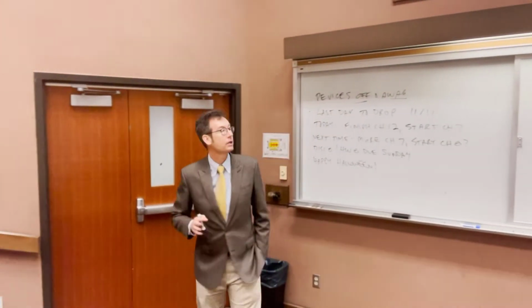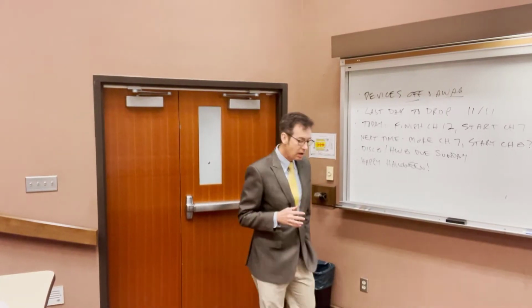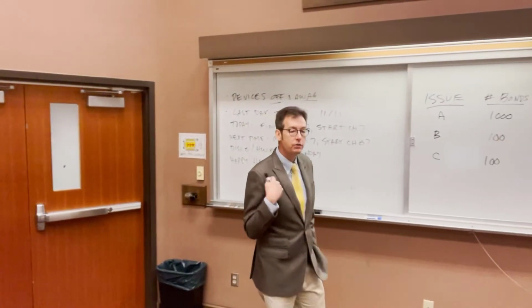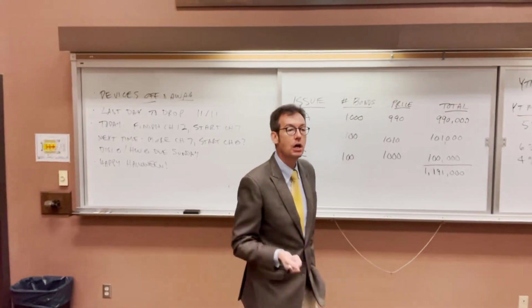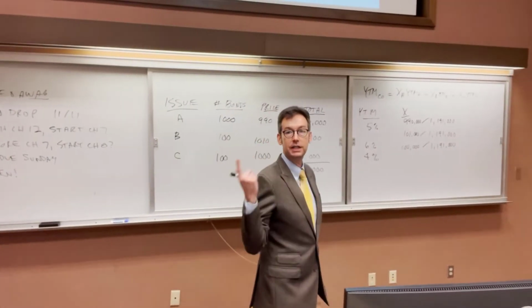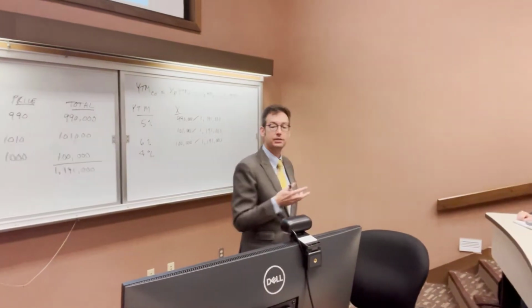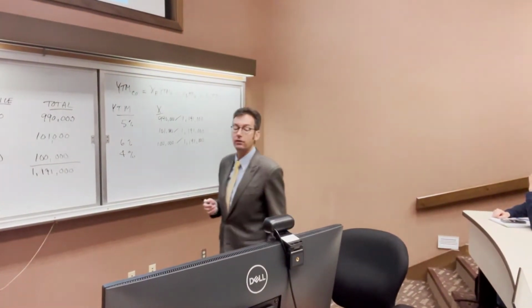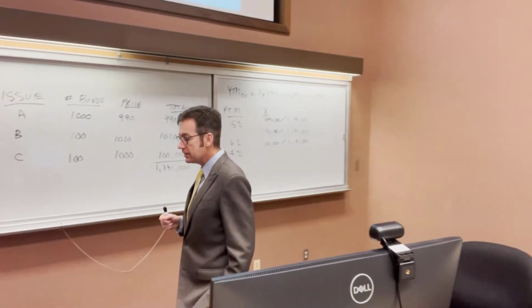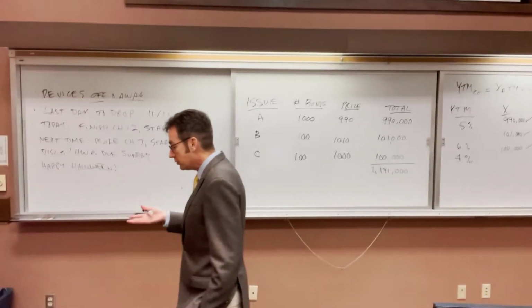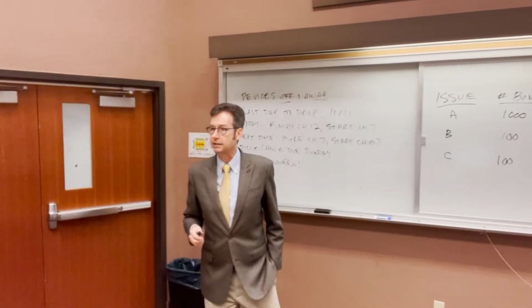Now I want to point something out here. When you're working these problems, if they just tell you the yield to maturity on the debt, or they say the cost of debt is, or they say the before tax cost of debt is, then you're going to use that as R sub debt. But what if they give you the after tax cost of debt?